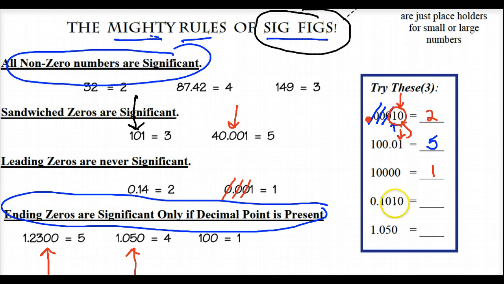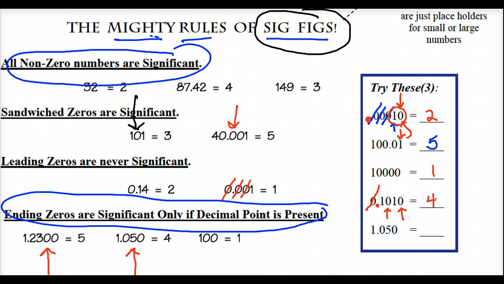Okay? All right, here we go, 0.1010. You try that. Pause me. Okay, assuming that you hit play, leading zeros never count, they're placeholders. This ending zero counts because a decimal point is present. This zero counts because it's sandwiched between ones. So if you put 4 significant figures, you're understanding this. Good for you. If you didn't, keep going.